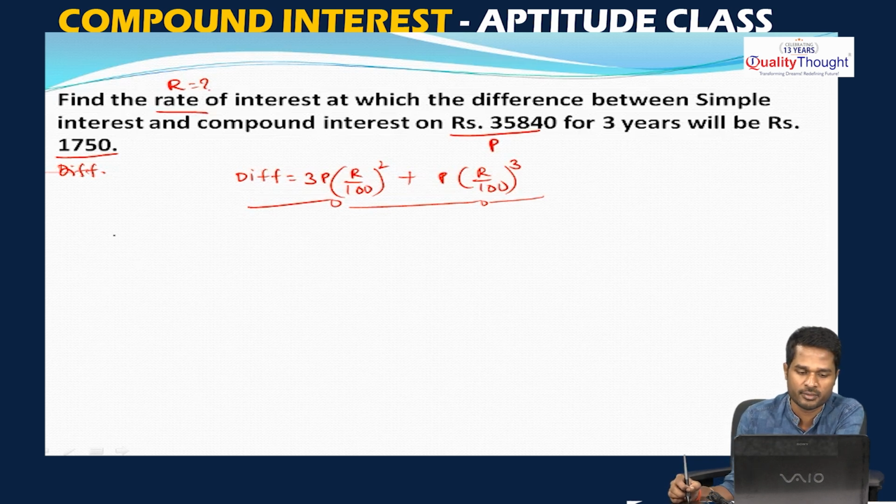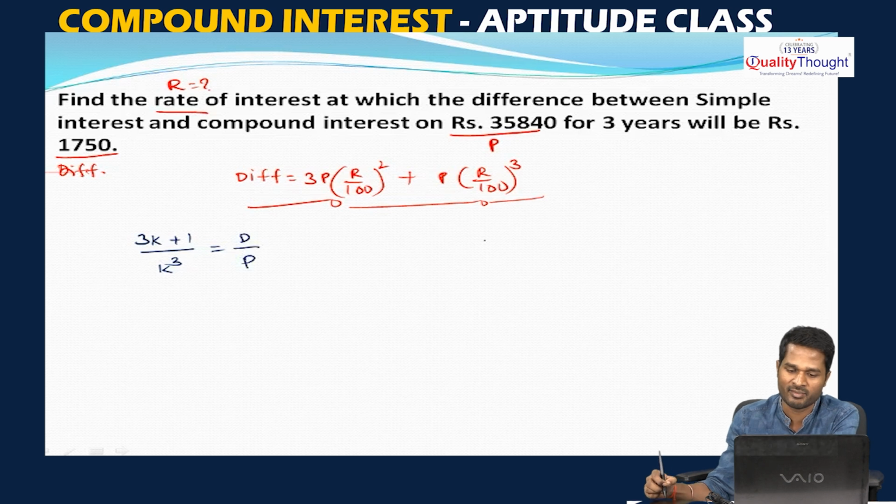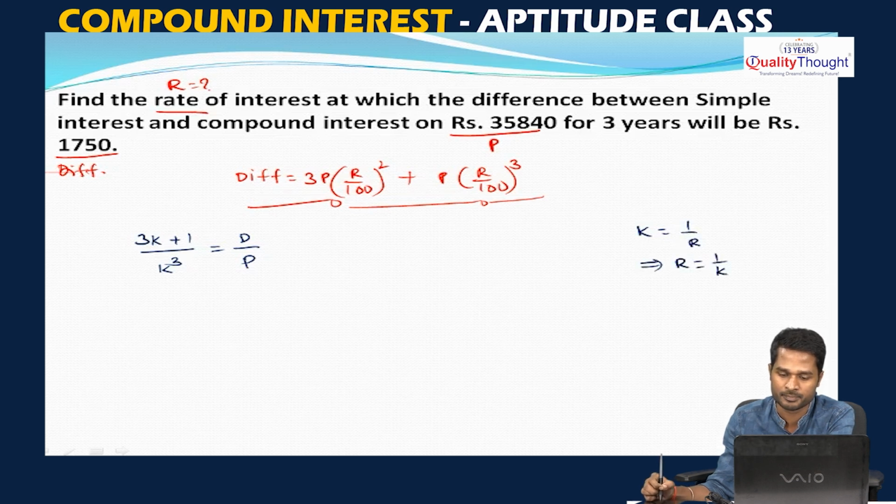Let us write the method, which is (3k plus 1) by k cube is equal to the difference by the principal amount. Here the value k is nothing but the reciprocal of the rate of interest. That means the R value will be 1 by k. To convert into percentage, we will multiply it with 100. First we will solve what the k value is here.